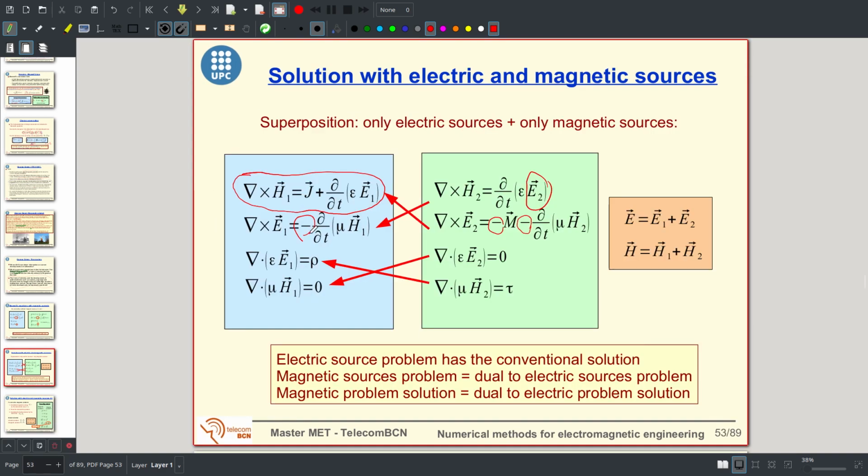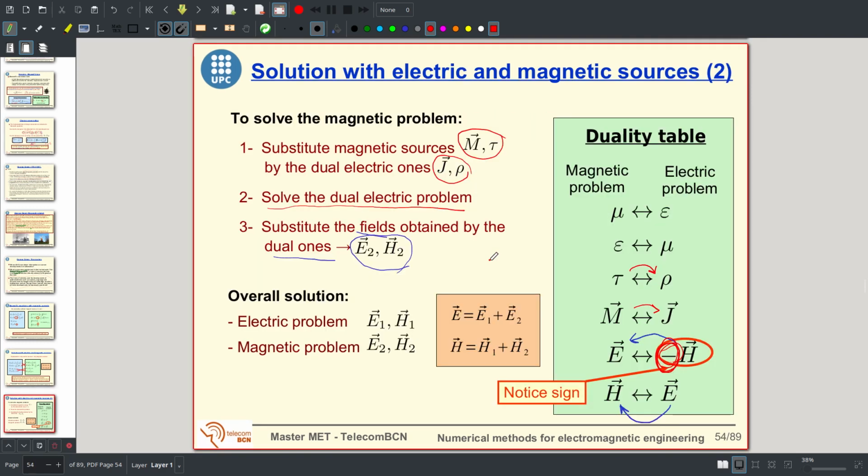And for the divergence equations, there is no problem. Electric field replaced by magnetic field, electric charge by magnetic charge, and magnetic field by minus electric field. But since it is equal to 0, the minus disappears. Okay? So at the end, the only thing that you have to know is this table. This table is the only thing that you have to know. And in fact, this table is very easy to remember because it's very trivial.